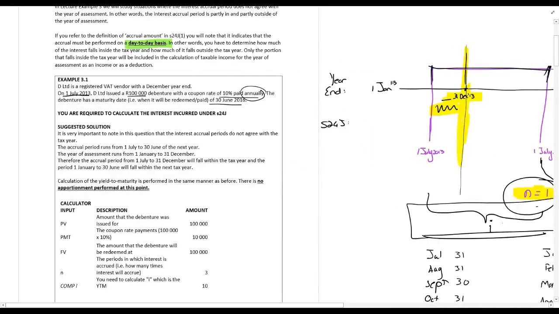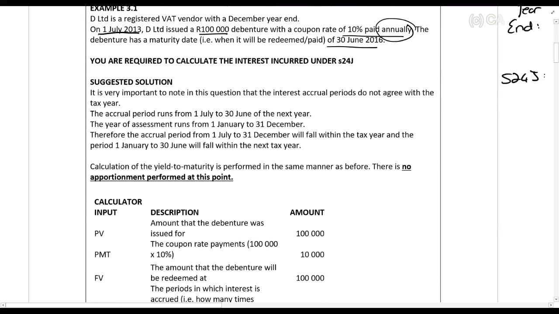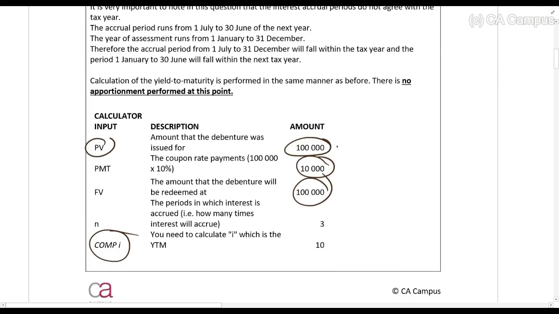So let's then just look at the rest of the question. First thing that we need to do is we still need to be able to calculate I. So they tell us in this question that it was issued for 100,000 rands. So that's our present value. Payment is at 10% on the coupon rate, the face value. Future value, it will be redeemed at 100,000. I'm sorry guys, just these brackets need to be in there. Right, N is 3 and I is 10.